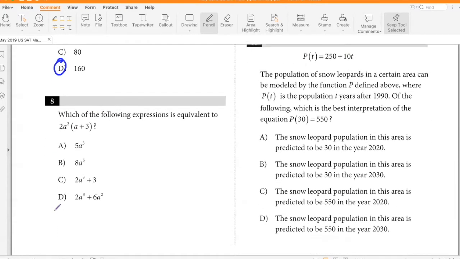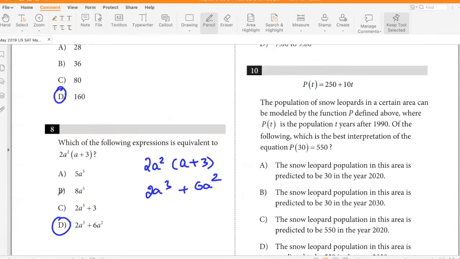Which of the following is equivalent to this? So 2a squared times (a plus 3) is 2a cubed plus 6a squared. 2a cubed plus 6a squared.